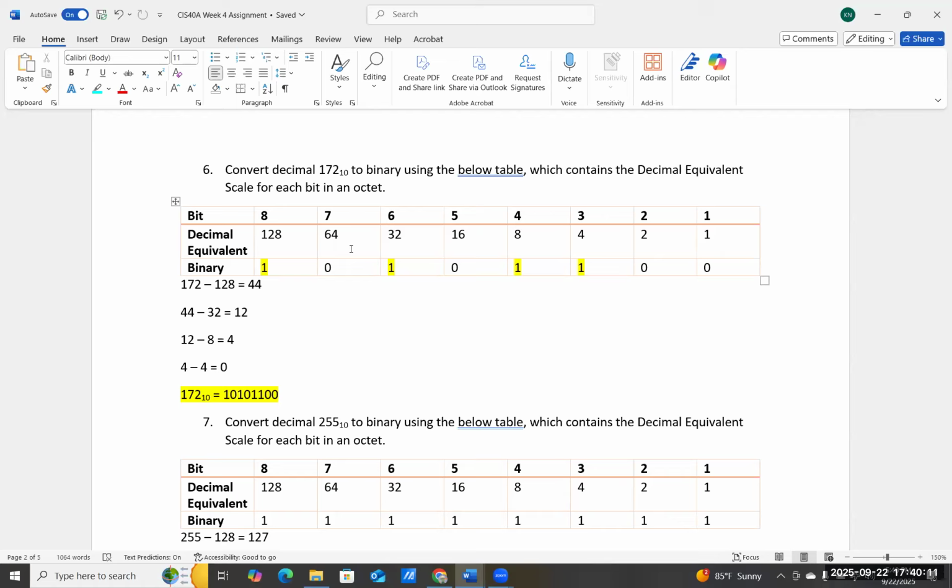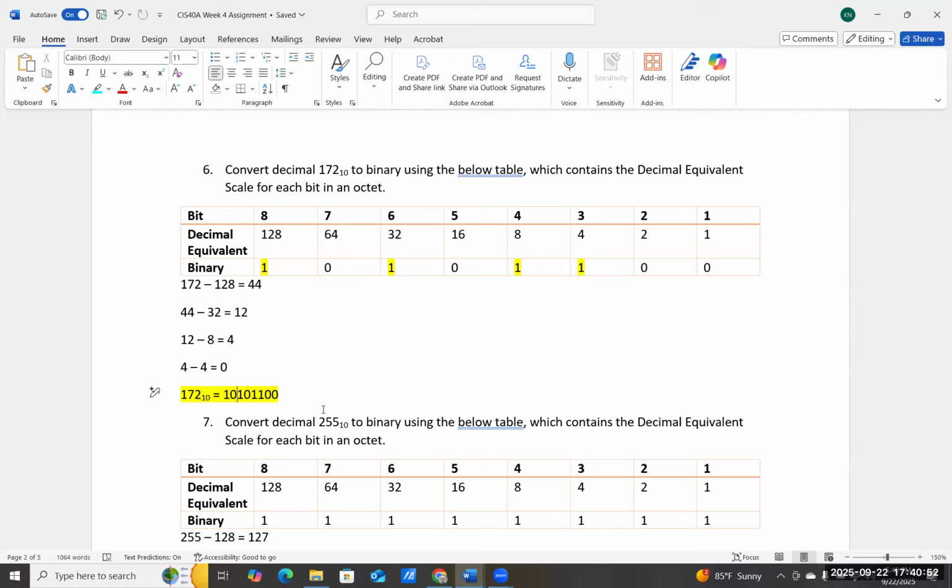So your answer for 172 is going to be, you write it down: 1, 0, 1, 0, 1, 1, 0, 0. So this is the subtraction method. Some people teach it with the division method. For me, this is the easiest way: look at the table and fill in your binary as you subtract. When you convert decimal to binary, you simply subtract the value on that scale of multiples of 2 until you cannot anymore. As you subtract, you put a 1.